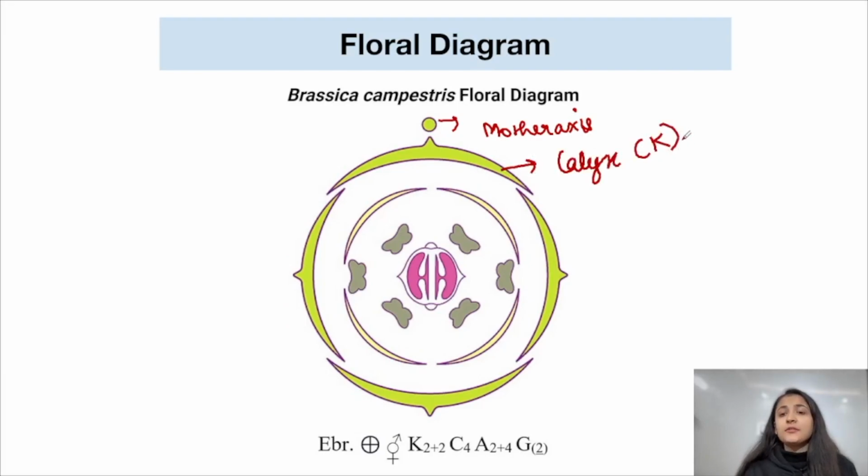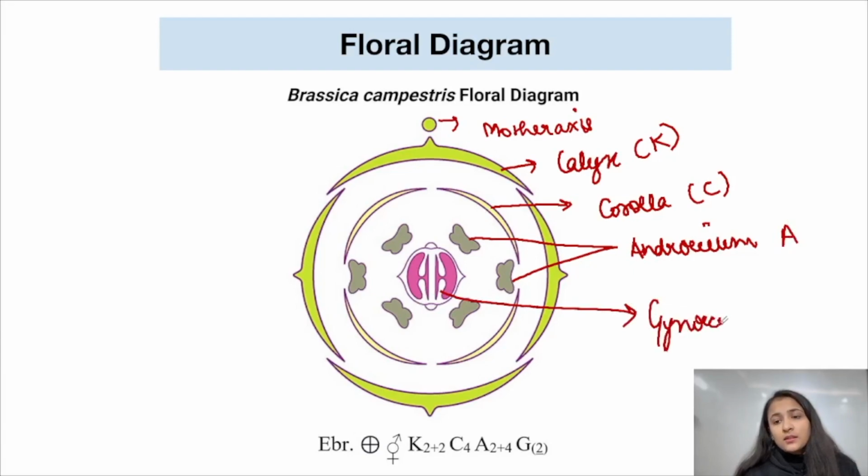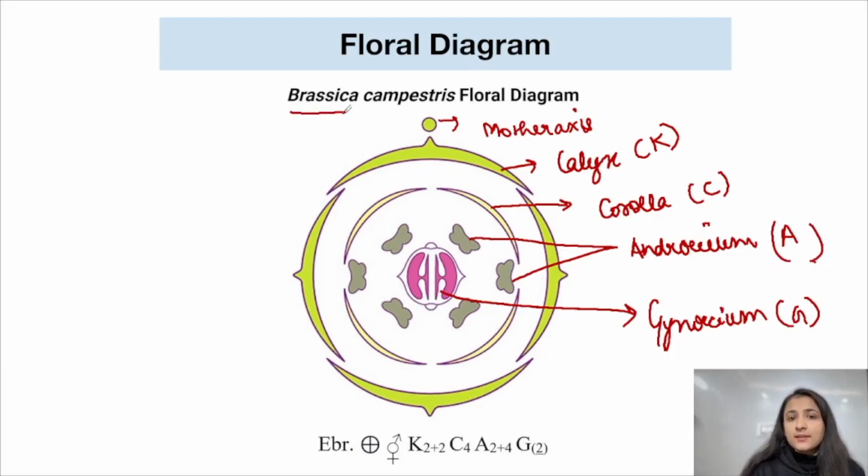Which is represented by the floral symbol K. Then these yellow colored structures represent the corolla, which is represented by the floral symbol C. Then these represent the androecium, which is represented by the floral symbol A, and the innermost portion is the gynoecium, which is represented by the floral symbol G. So this is the floral diagram of Brassica campestris, and below it is written the floral formula of the same.